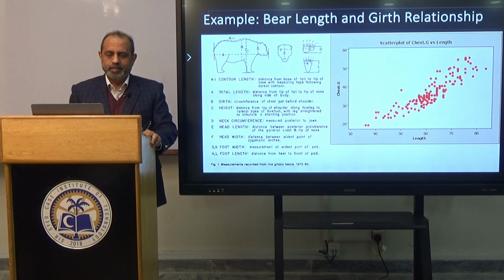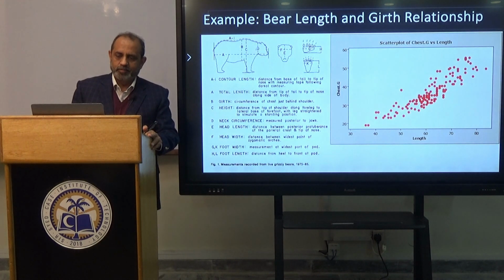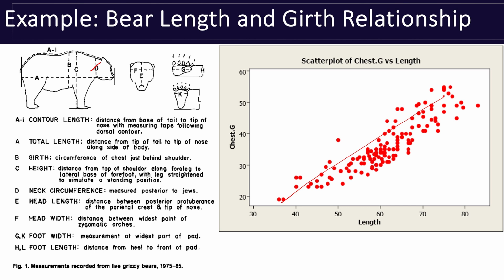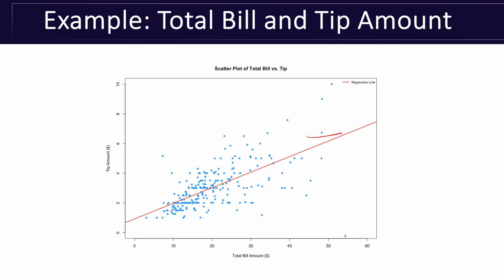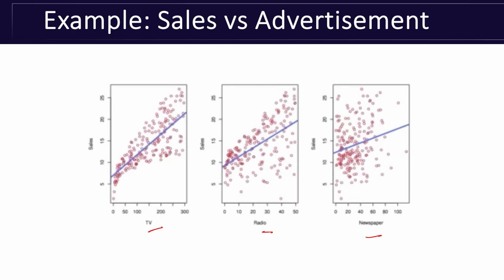Similarly, another interesting application is a beer. This is beer length, which is the whole length of the beer, and girth. Girth is this D, which is right after the head, the area. It is also related: the more the length, the more the girth. So there is a relationship, though they can figure this out by themselves. This is the total bill and the tip amount. If you have a big bill, you tend to pay a little more to the waiters. And this is again the same thing, advertisement on TV, on radio, on newspaper, and then you can see which gives you more in terms of sales.